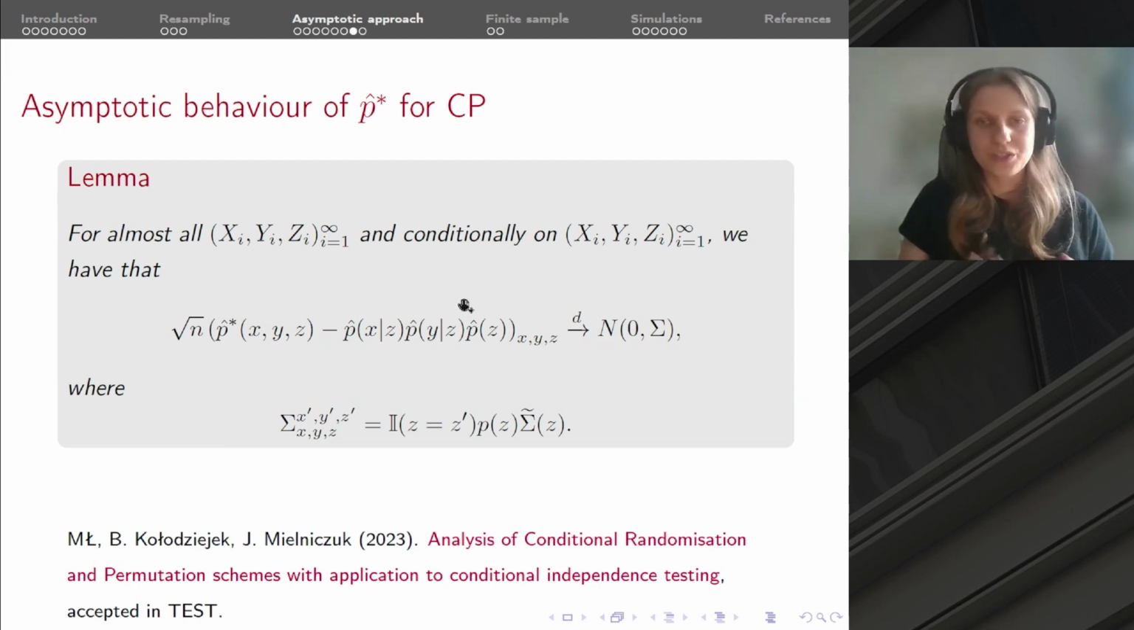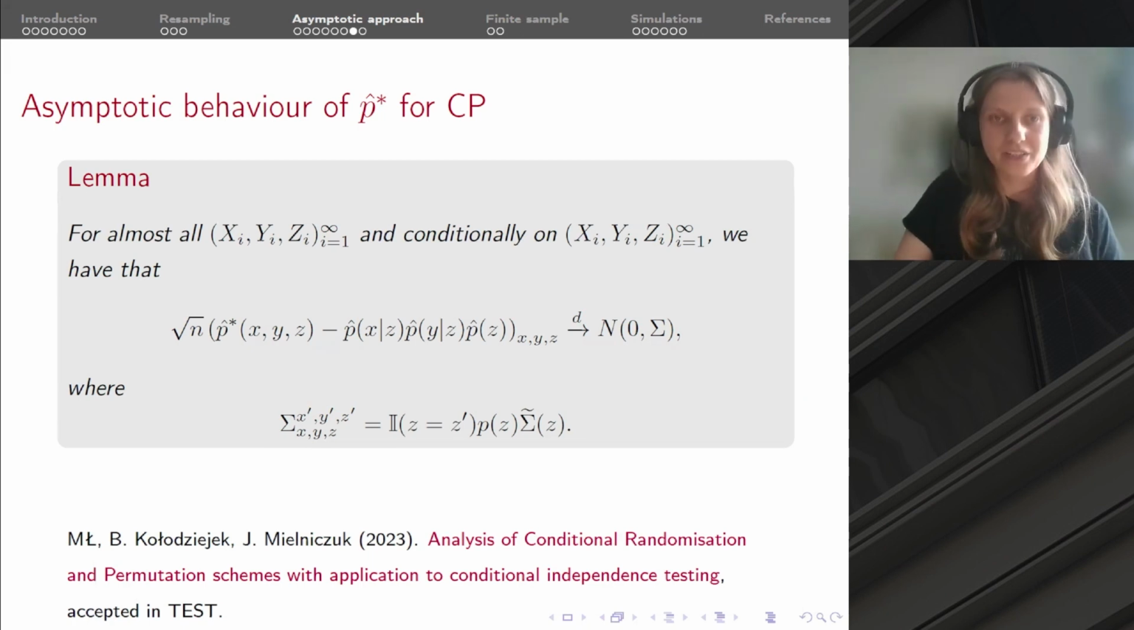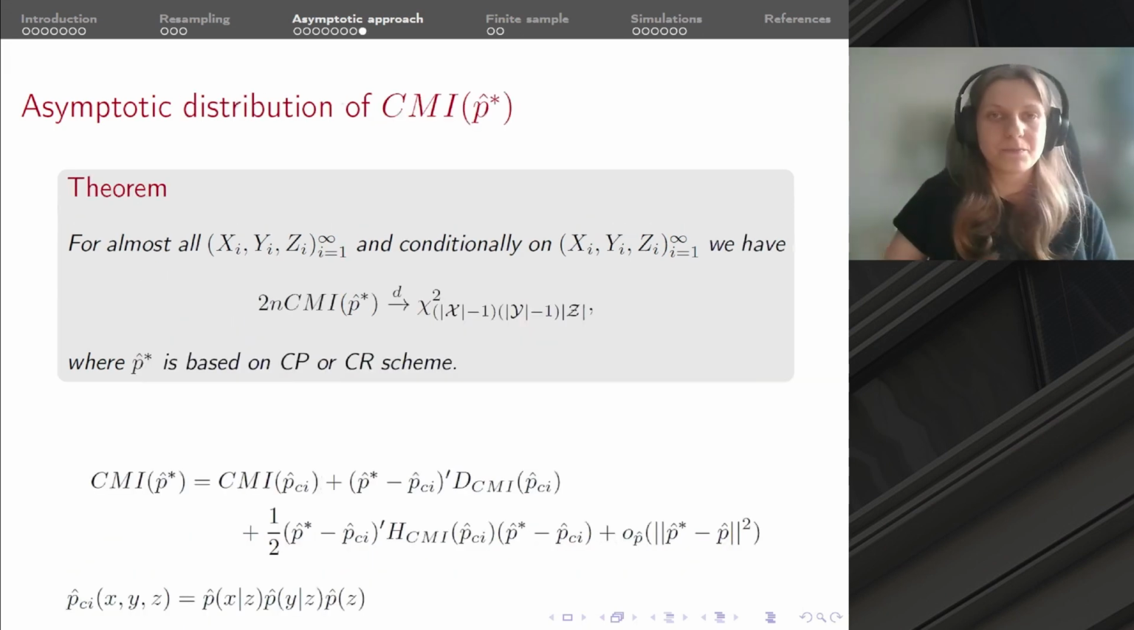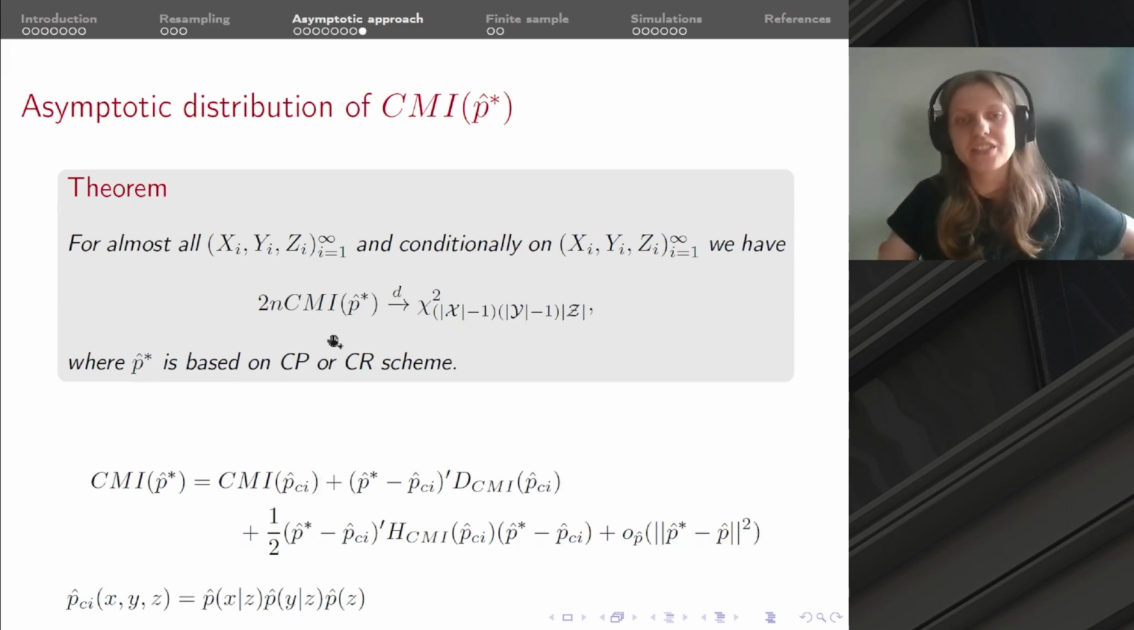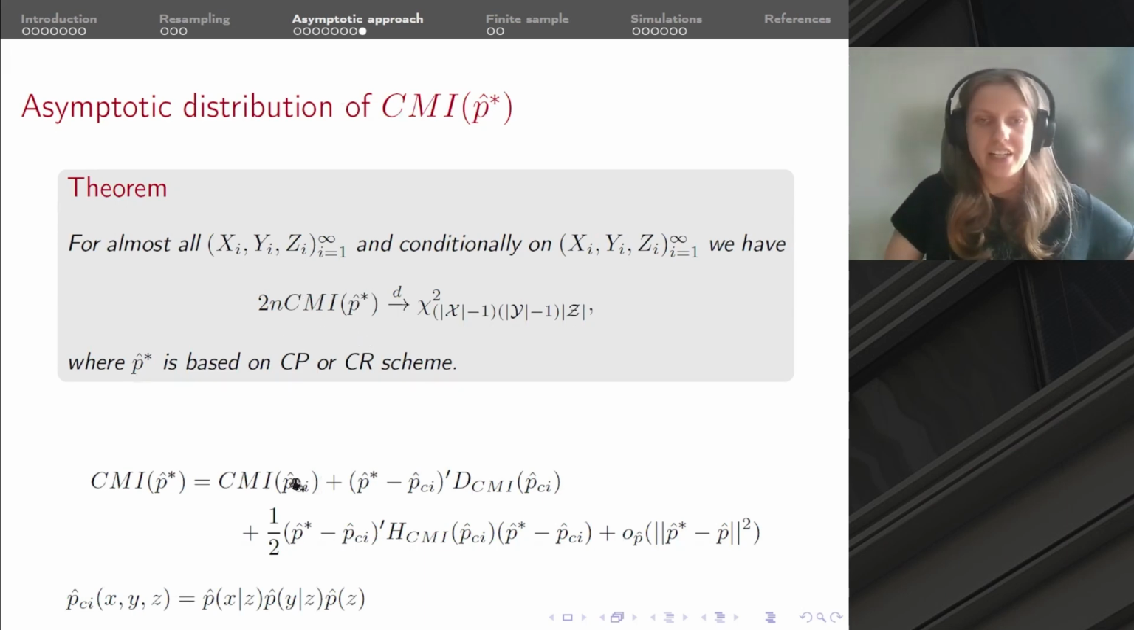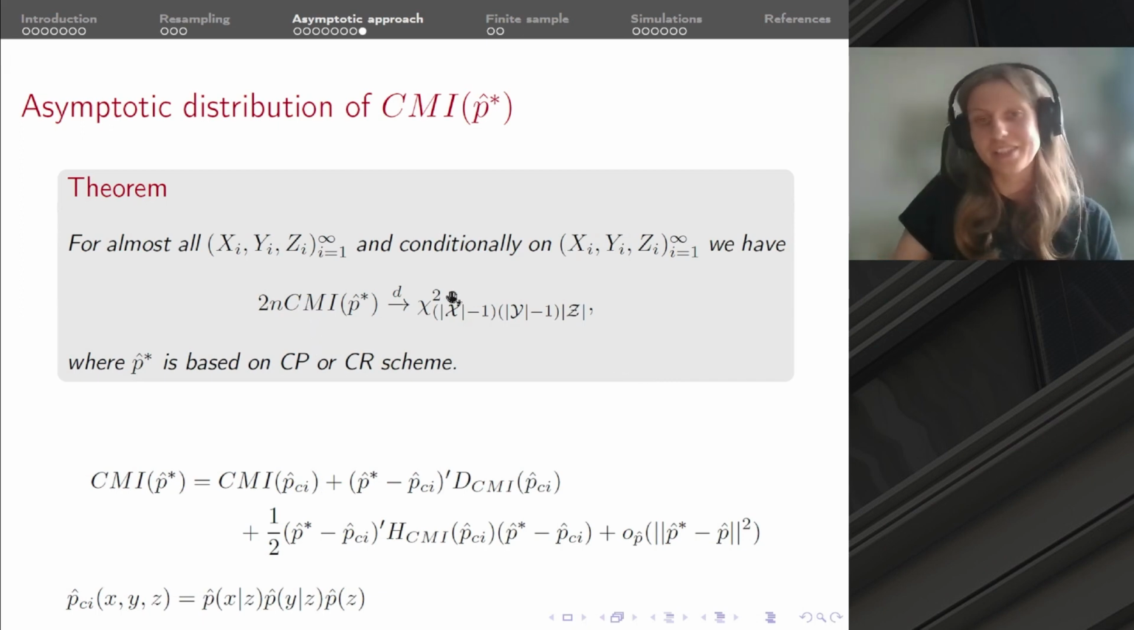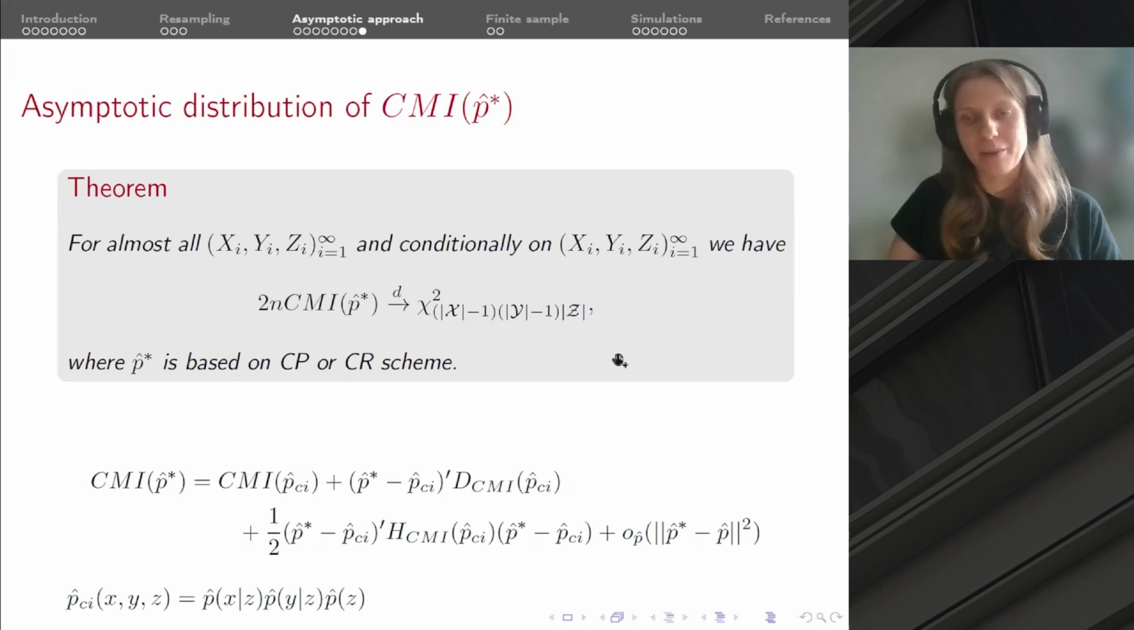So for the conditional case, we use that theorem many times, and we obtain the distribution. And now we can obtain the distribution of CMI hat star using that. We know the distribution of P hat star here. And basically, we have to show that these two first terms vanish, and that the distribution is based on the third term. So now we know that the distribution of CMI hat star is the same, in fact, as for our sample.